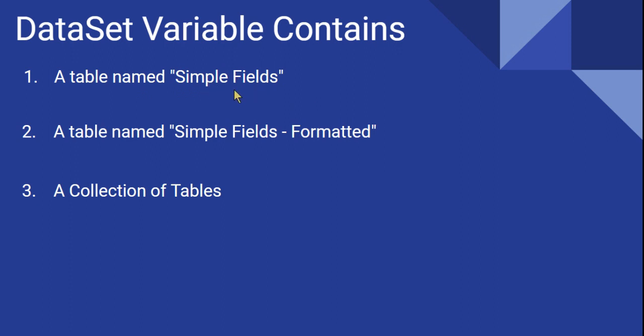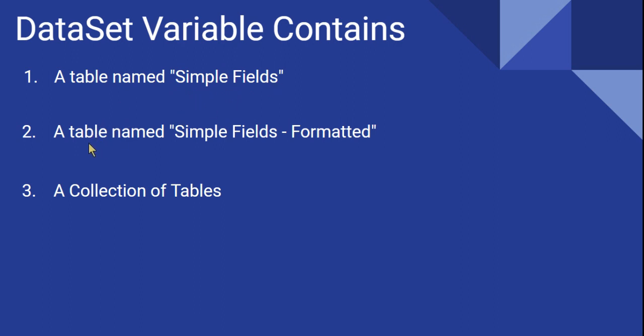Like you create a table in a database and you provide a name, that name remains the same until you change it. Similarly, for the dataset variable, it is by default designed by UiPath, wherein the table name is given as simple fields. So that's where we see the output as simple fields. That is the name of the table. Inside the table, what data is there and how to get it, I am going to show you. But just remember, the first table name is called simple fields.